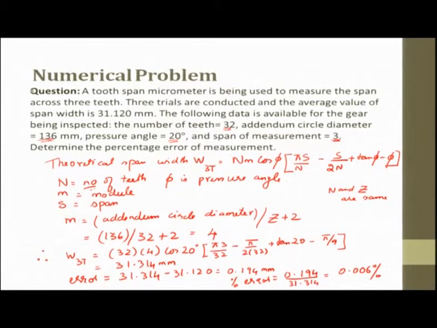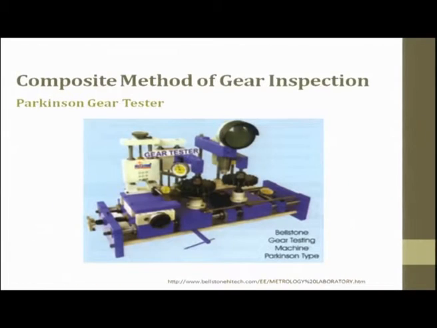So, how do we use this? This is done by tooth span micrometer, which is used to measure the error. Now, the composite method of gear inspection is done by Parkinson's gear tester. This is how gear testing is done. You have a lens to view, and dial gauges to measure the deviations, and you have 2 gears, so you can measure and see.